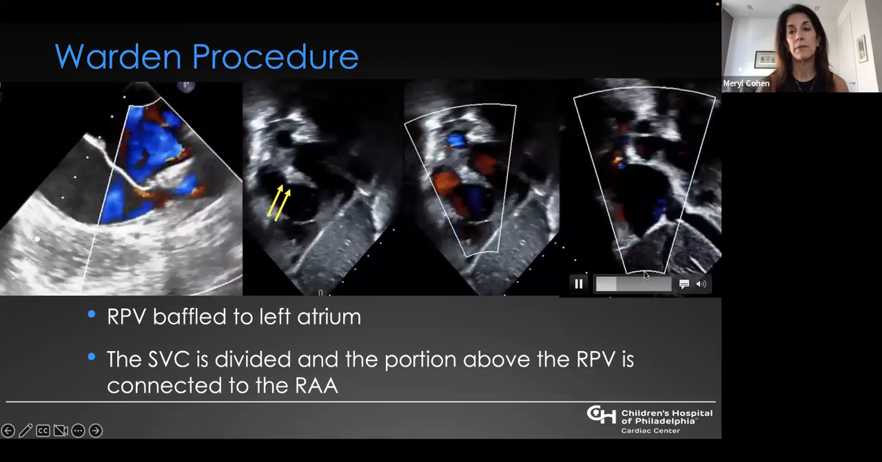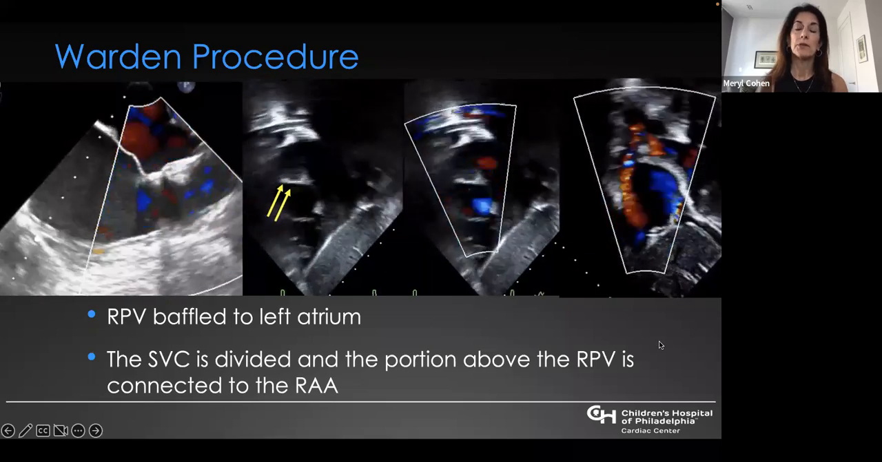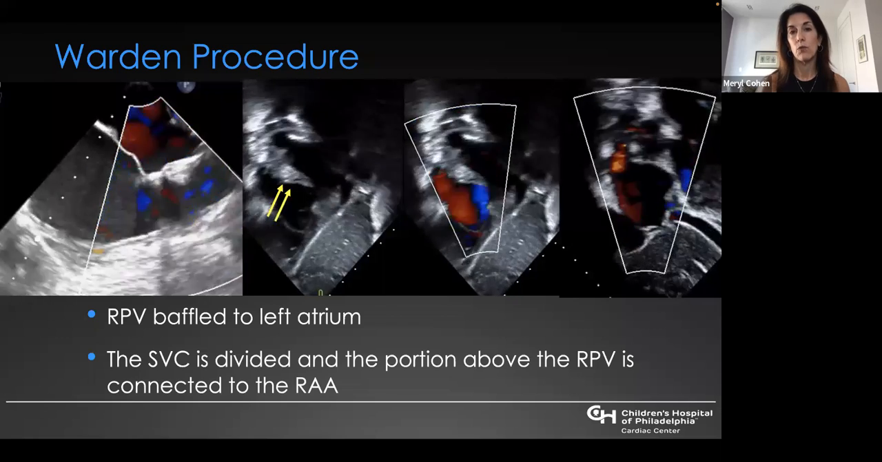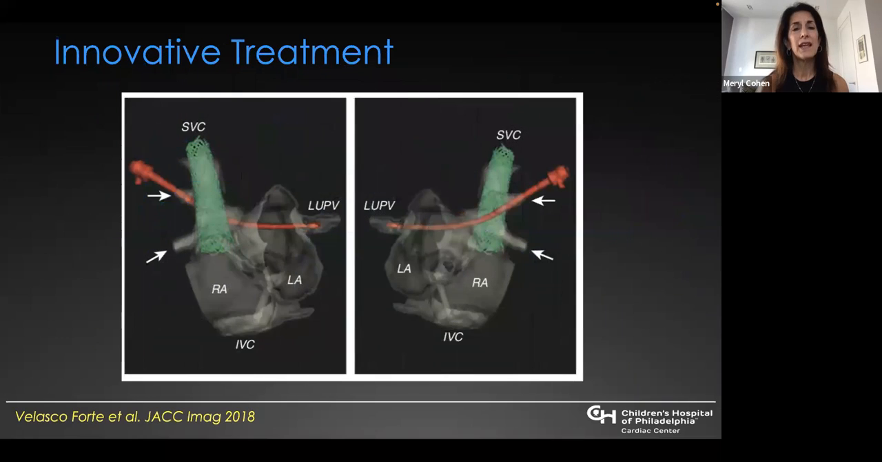Here you see some SVC Doppler acceleration after a patient has undergone a Warden procedure. And nowadays, in somewhat older patients, there are innovative treatments for this type of defect where you can use covered stents to get the superior vena cava blood directly into the right atrium and the pulmonary venous blood over to the left atrium.